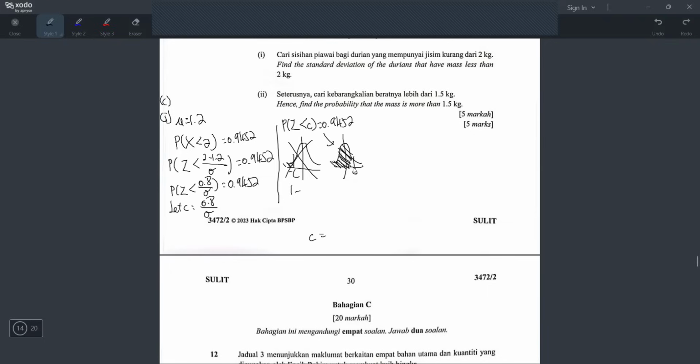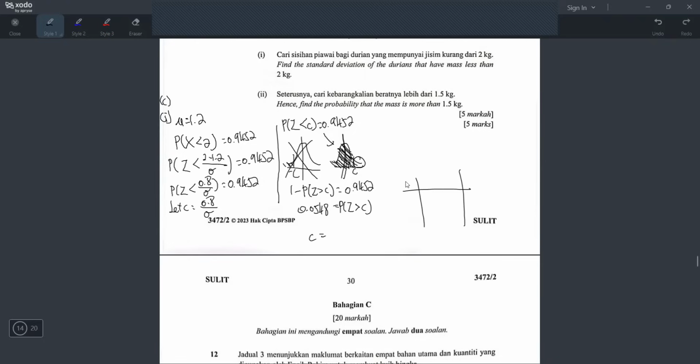I already told you in class, if your shaded region cuts the y-axis like this, you have to take 1 minus. 1 minus what? The part you don't want, which is P(Z bigger than C) equals 0.9452. And to get the P(Z bigger than positive C) now, you have to do 1 minus 0.9452. Okay, my calculator gives me 0.0548. And now you can look at the table. But do you look inside or outside?